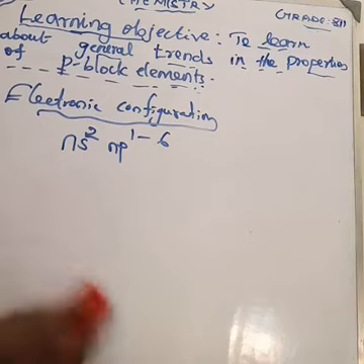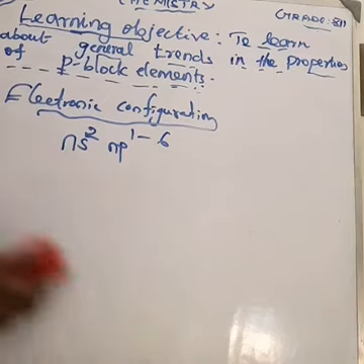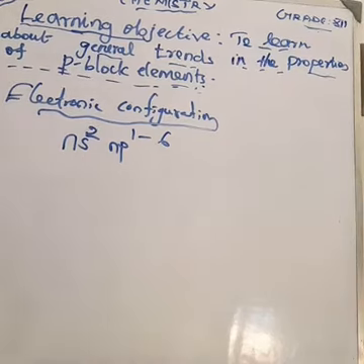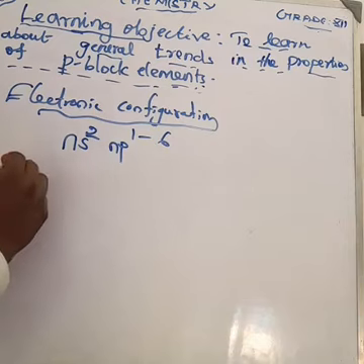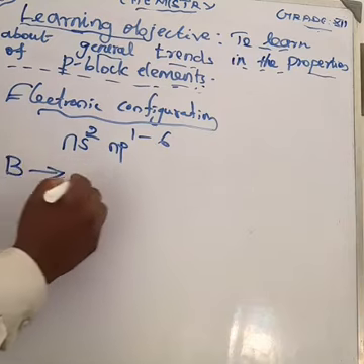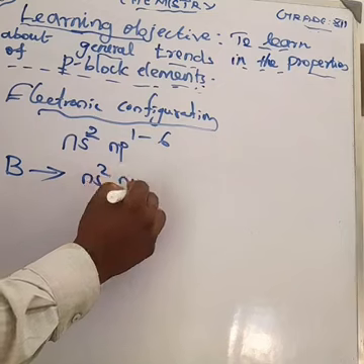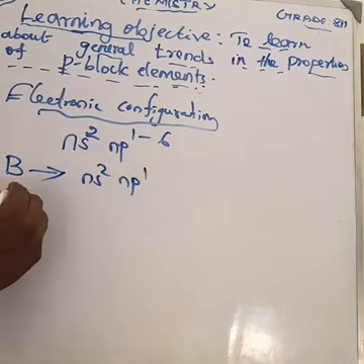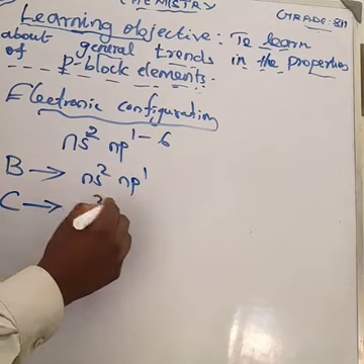Here we have to write it for each group, am I right? What is the general electronic configuration for the boron family? ns2 np1. For the carbon family, what is the electronic configuration?